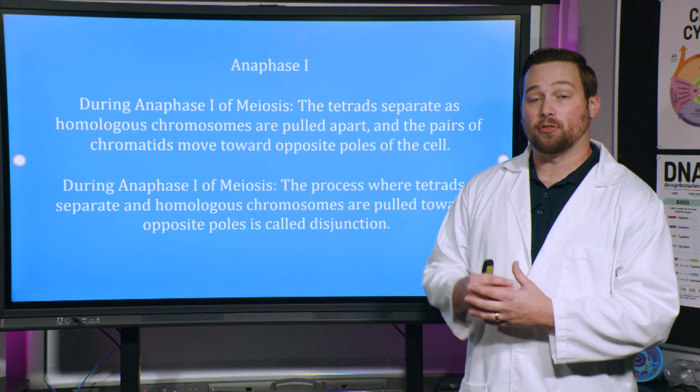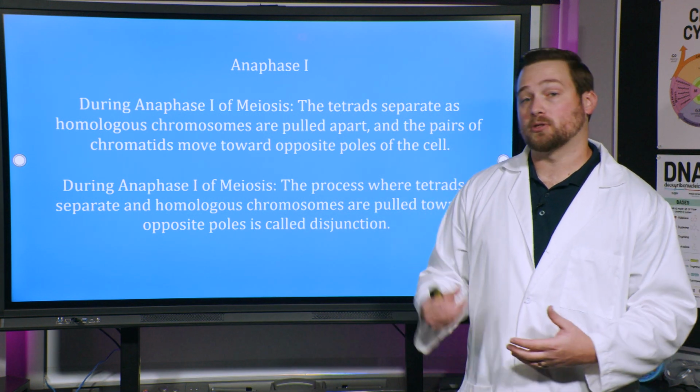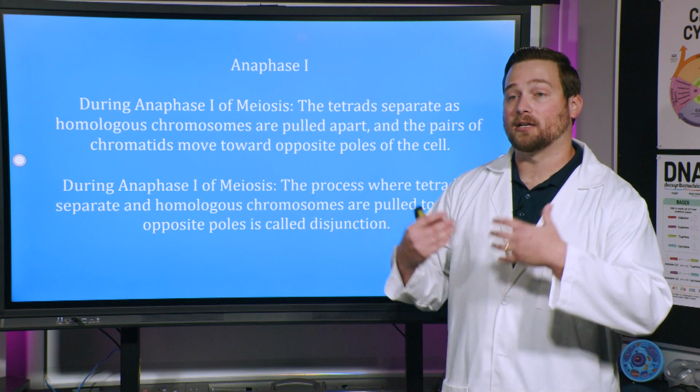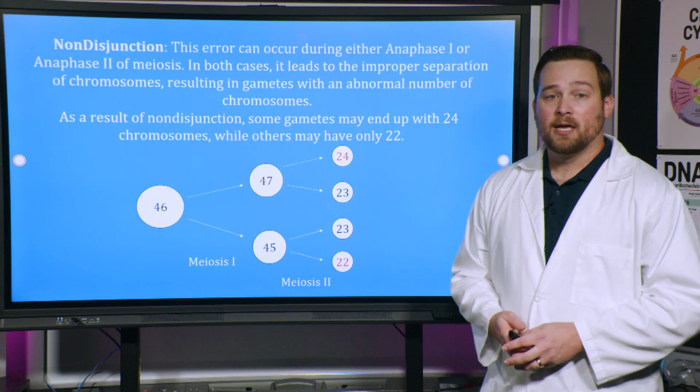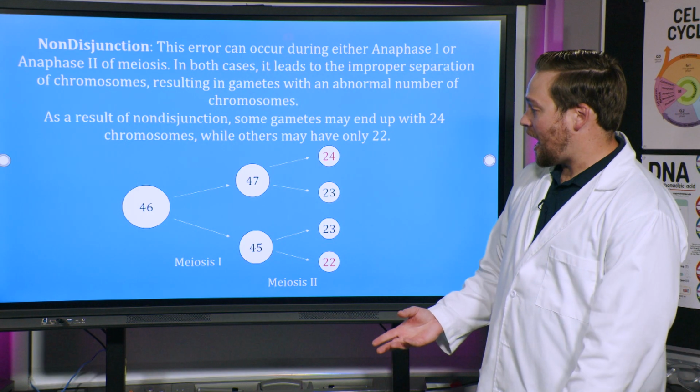And what this means is that the resulting cells are going to have the wrong number of chromosomes. They might have an extra chromosome or be missing a chromosome, and that's going to lead to a lot of genetic problems down the road, okay? So let's take a look at that non-disjunction in a little bit more detail. So again, non-disjunction, this error can occur in either anaphase 1 or anaphase 2 of meiosis, but it is happening in anaphase. In both cases, it leads to the improper separation of chromosomes, which results in gametes with an abnormal number of chromosomes. As a result of non-disjunction, some gametes may end up with 24 chromosomes, while others only have 22.